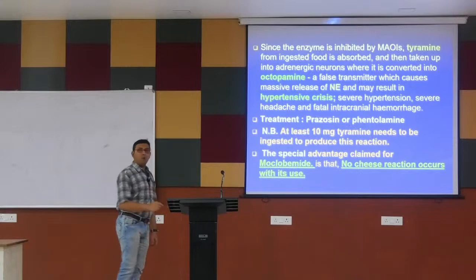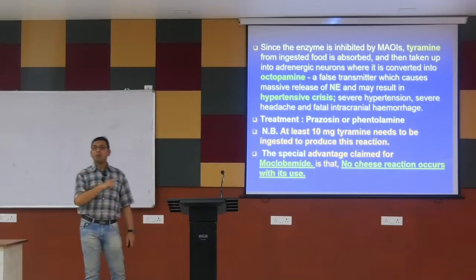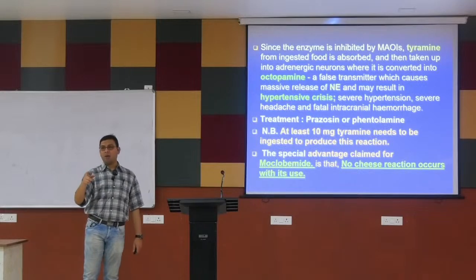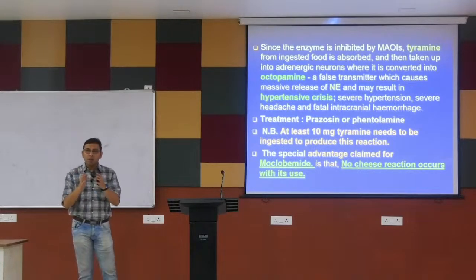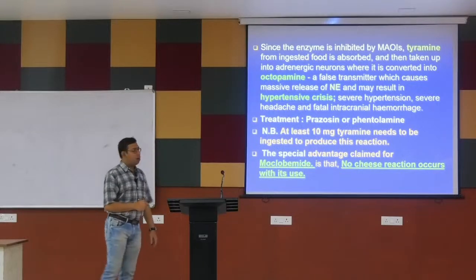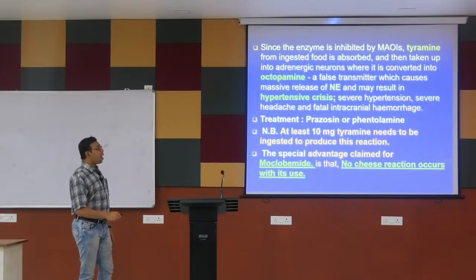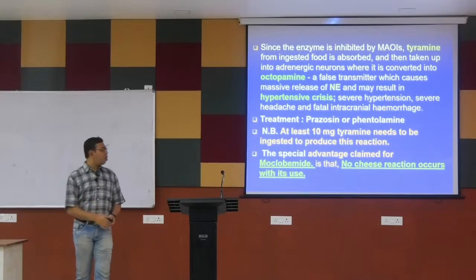So for treatment, we have to treat this cheese reaction with prazosin or phentolamine. So prazosin or phentolamine are alpha blocker drugs. Already you have read about alpha blockers in the ANS chapter. So the treatment of the cheese reaction is an alpha blocker, prazosin or phentolamine. At least 10 milligrams of tyramine needs to be ingested to produce this reaction. So a very small amount will not cause this.